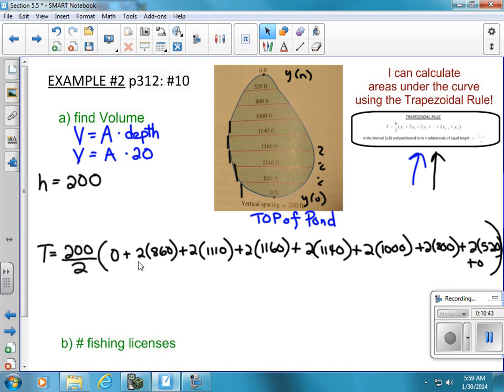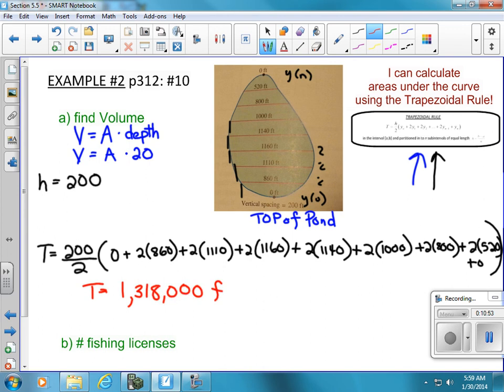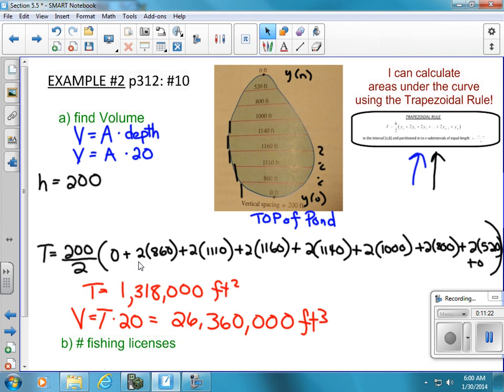All right, so do this on your calculator and see if the teacher is correct, but I get 1,318 feet squared. That is the area of the top of the pond. Now remember, the question was, what's the volume? So we're going to multiply that number times 20, and that would equal 26,360,000 cubic feet. All right, and that is the answer to part A.